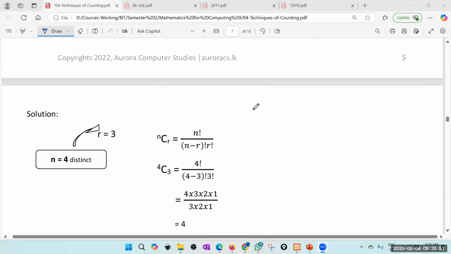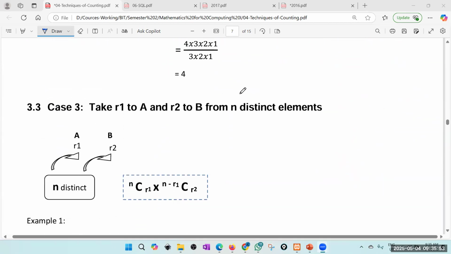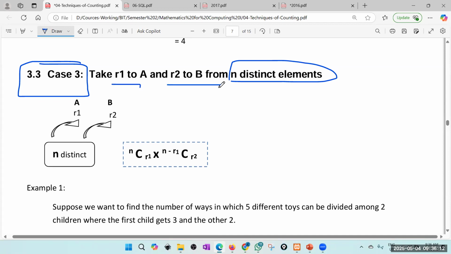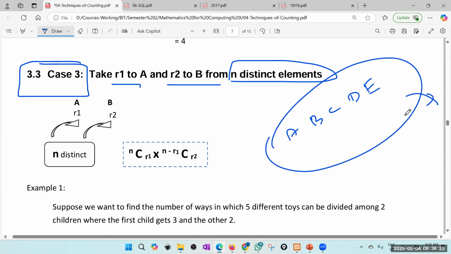Okay, right. So now we move on to our third scenario, or third case, under combinations or selections. Okay, so we have again n distinct elements, and we take R1 of a particular type, and R2 of a different type. Right. So listen to me very carefully. We have n number of distinct elements. Distinct elements like A, B, C, D, E. And earlier we took all n elements. Or we took R elements.